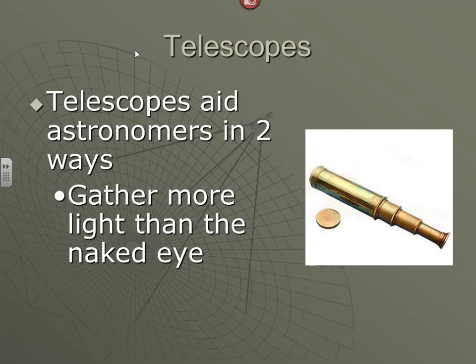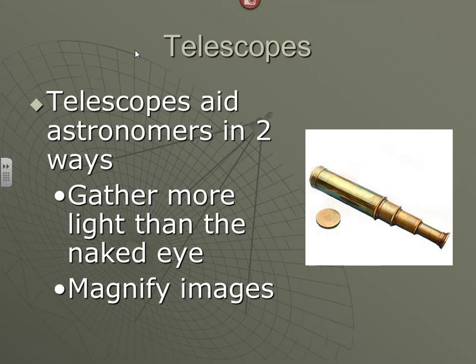First, telescopes can gather more light than just the naked eye. They can do that because they have a bigger lens than your eye. So they gather more light than your eye. The more light you can gather, the better you'll be able to see. The second thing that a telescope does is magnify the image. It makes the image that you're looking at bigger, and that also makes it easier to see. So traditional telescopes help astronomers in two ways. They gather more light than your eye can gather by itself, and they magnify or make images bigger.